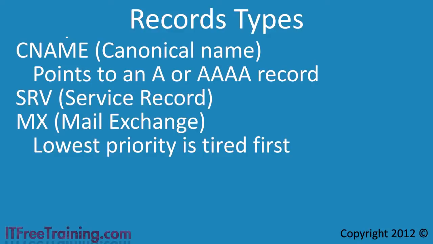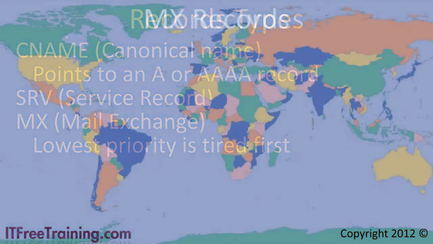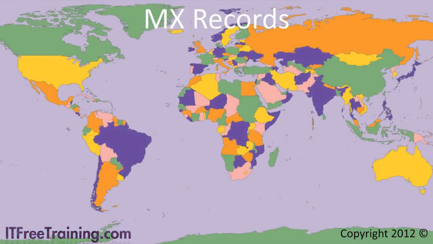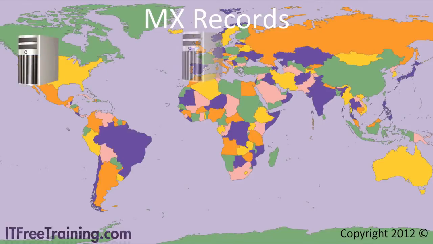To better understand how MX records work, consider this example. In this example, there is an email server in the USA and one in the UK for the same company.